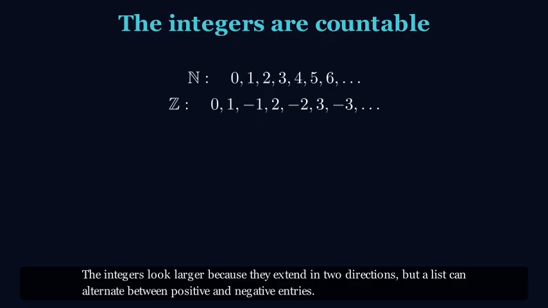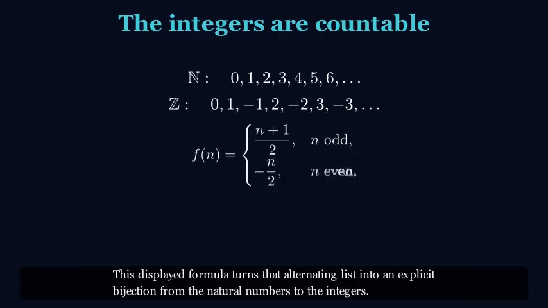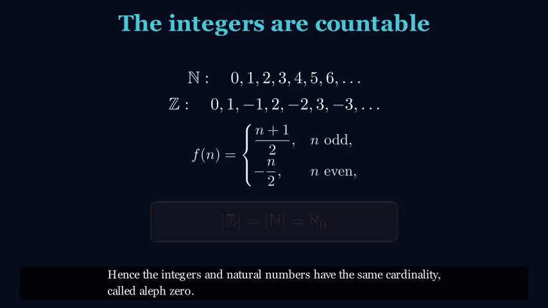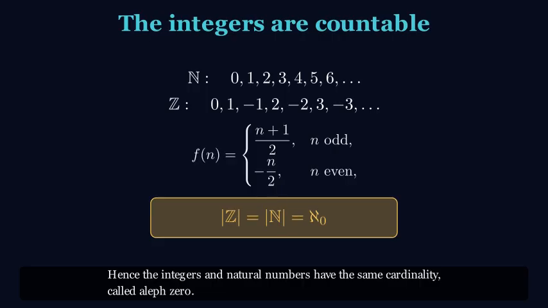The integers look larger because they extend in two directions. But a list can alternate between positive and negative entries. This displayed formula turns that alternating list into an explicit bijection from the natural numbers to the integers. Hence the integers and natural numbers have the same cardinality, called Aleph-0.